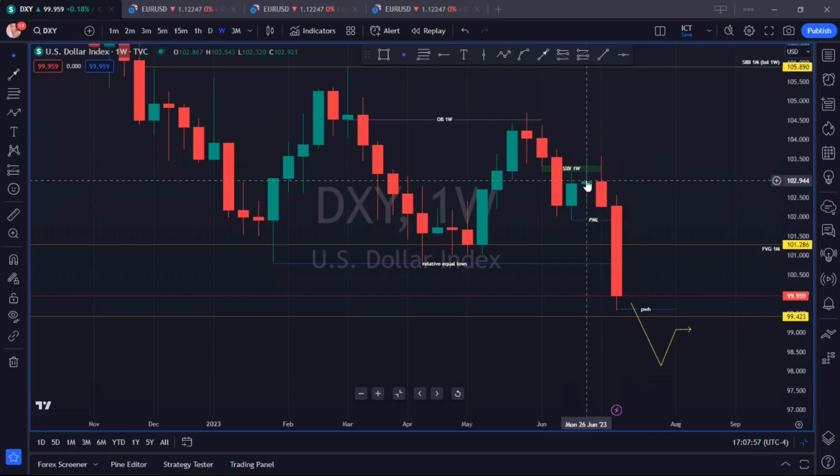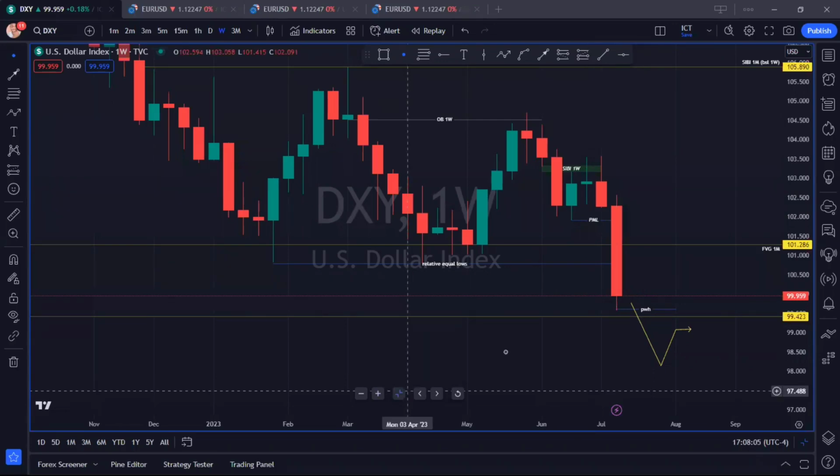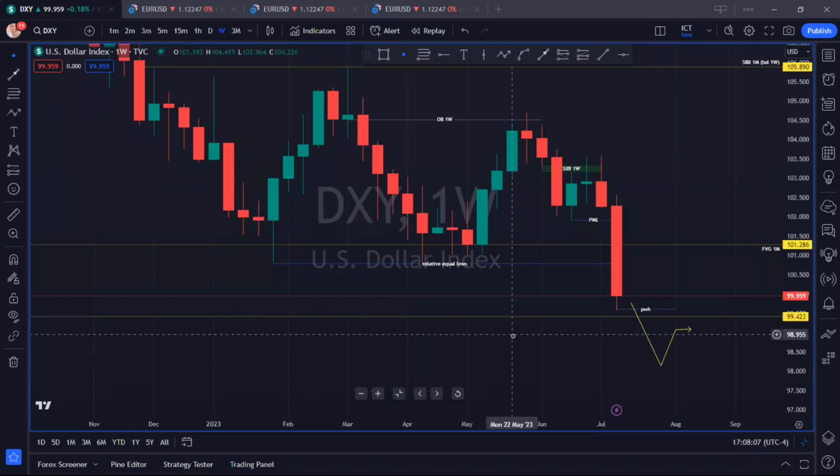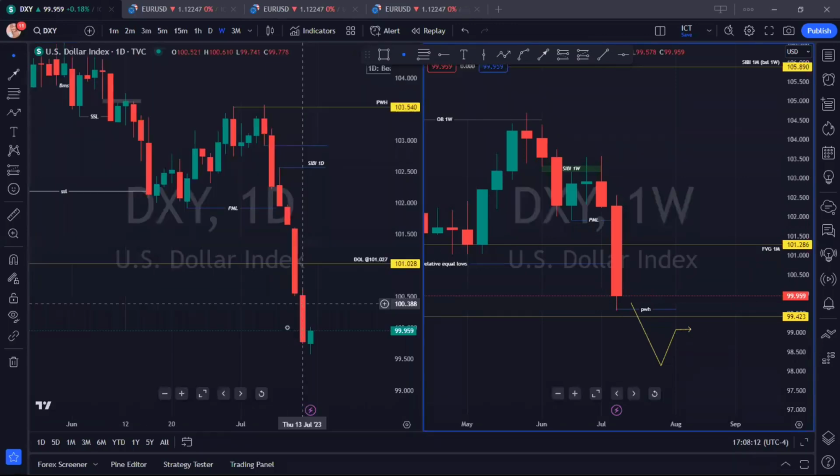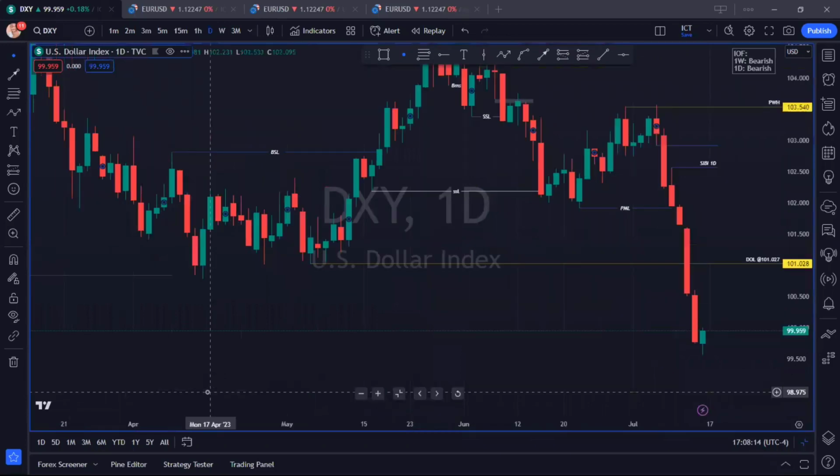The weekly time frame is still bearish, but external liquidity is taken, so we are expecting a reversal. If our condition for reversal is met, you don't just start trying to catch the reversal when the condition is not met. So that's it. Now let's go to the daily time frame. Let's see what's happening. What are we anticipating on the daily time frame?